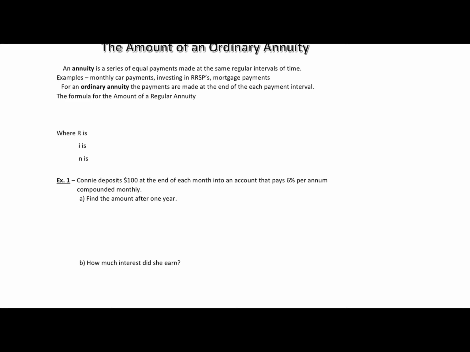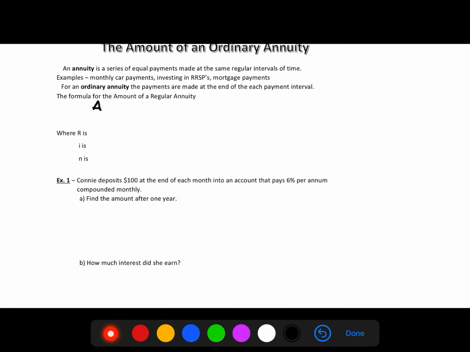Just to let you know, an ordinary annuity is when the payments are made at the end of the time period. So our formula for the amount of a regular annuity is still calculating A for our amount, and we're going to have R times 1 plus I to the power of n minus 1, all divided by I.